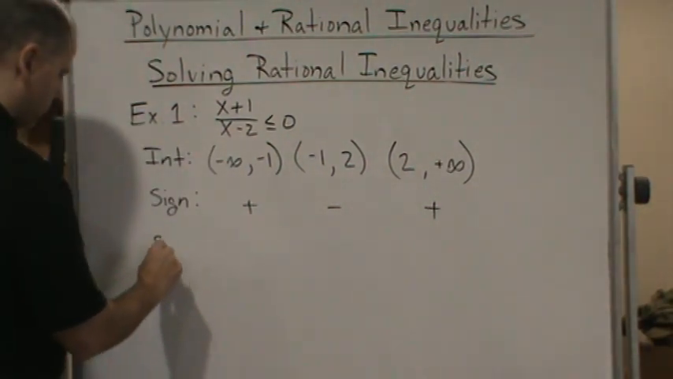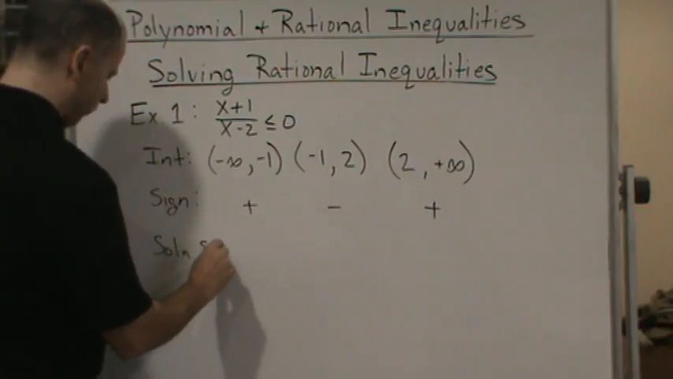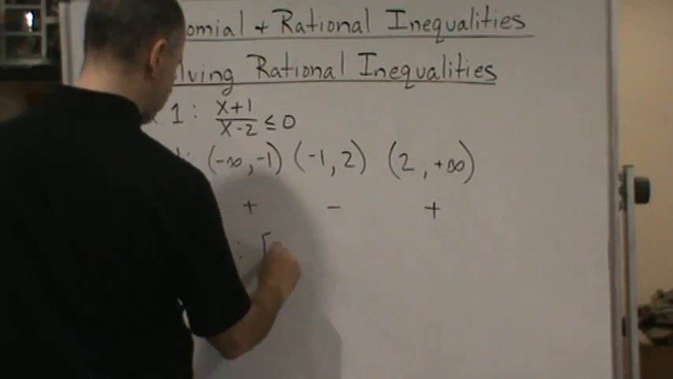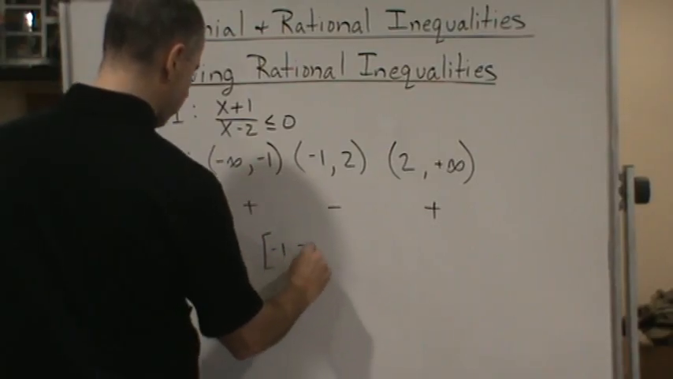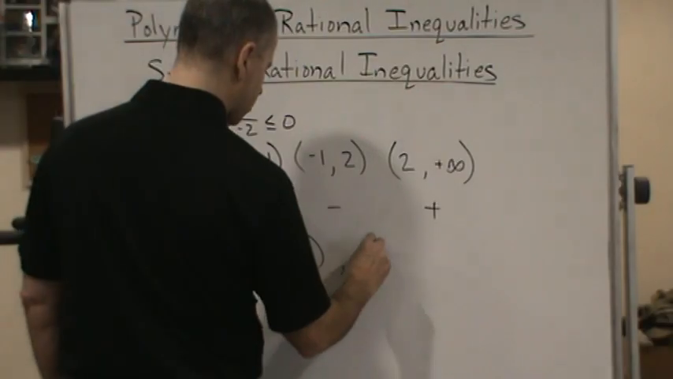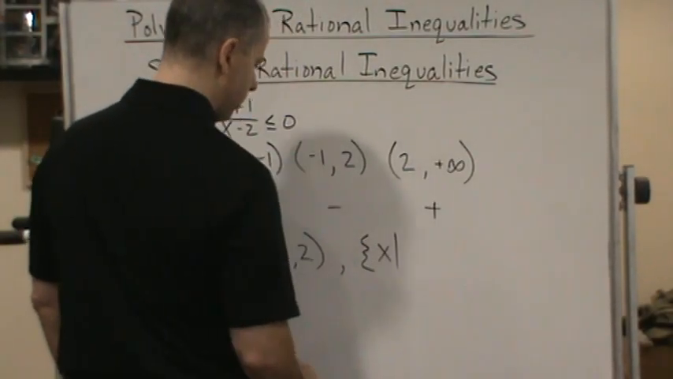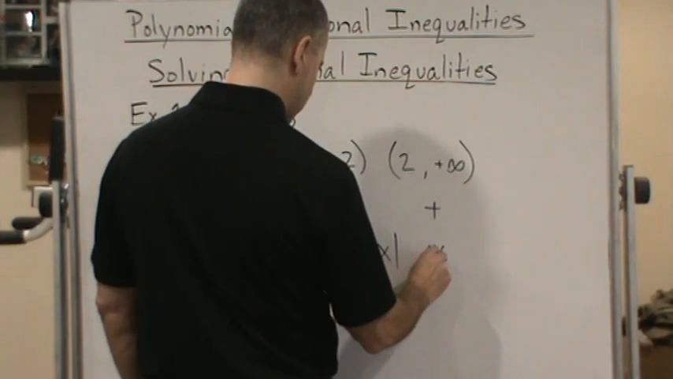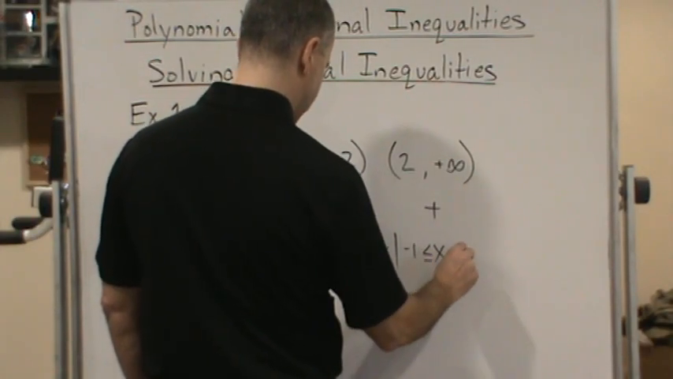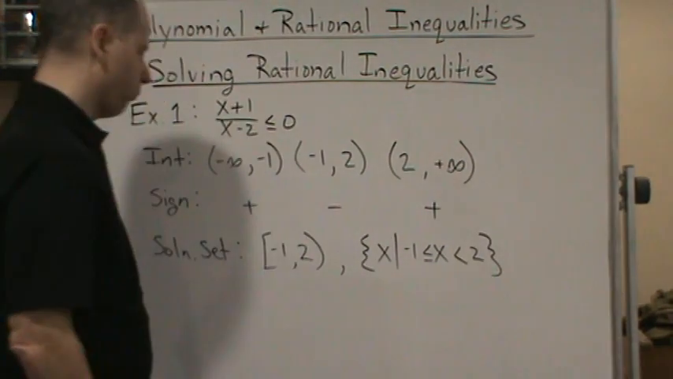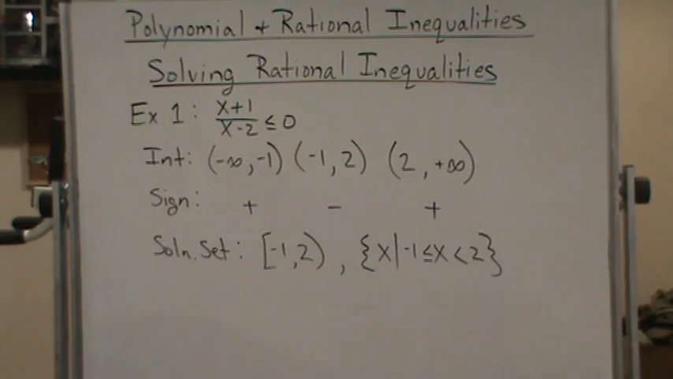So the solution set is going to be that. Or we can write in set builder notation the set of all x such that x is greater than or equal to negative 1 and less than 2. All right, not bad.